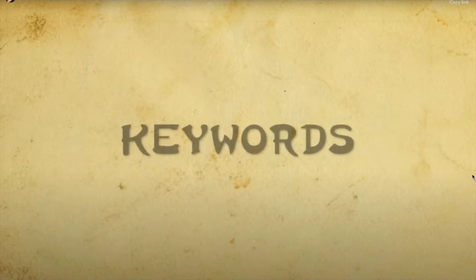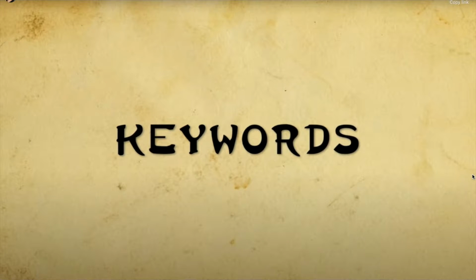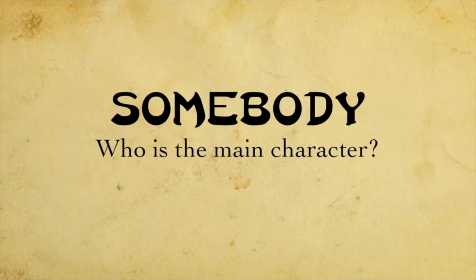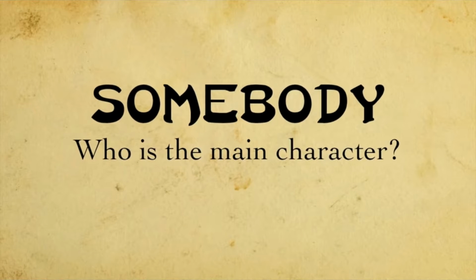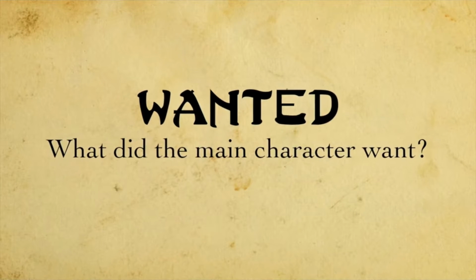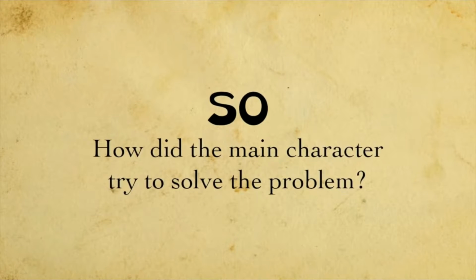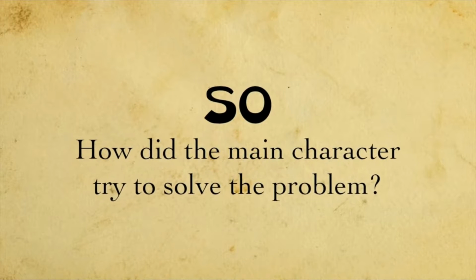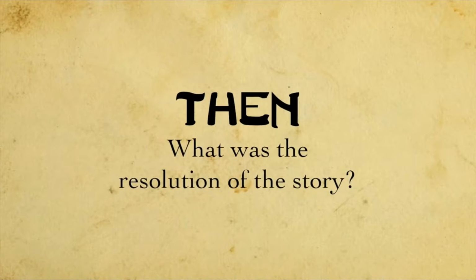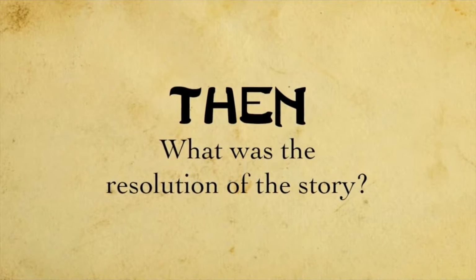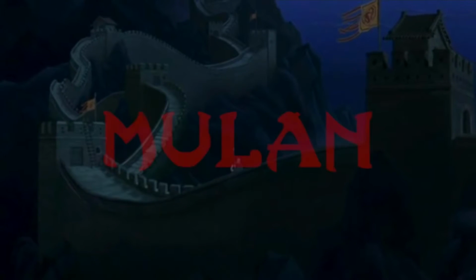We will use the following keywords to help us clearly write a summary. Somebody, who is the main character? Wanted, what did the main character want? But, what was the problem? So, how did the main character try to solve the problem? Then, what was the resolution of the story? We will first look at the movie Mulan.